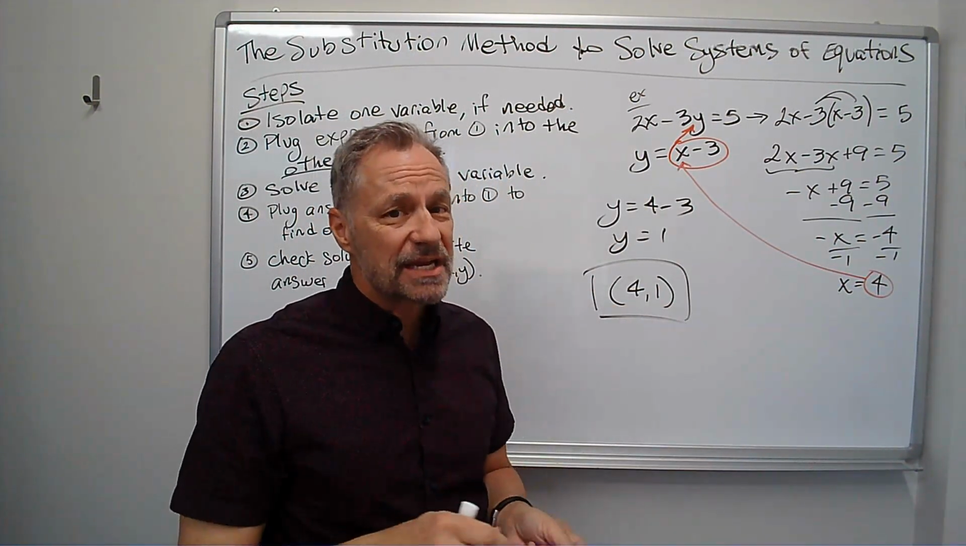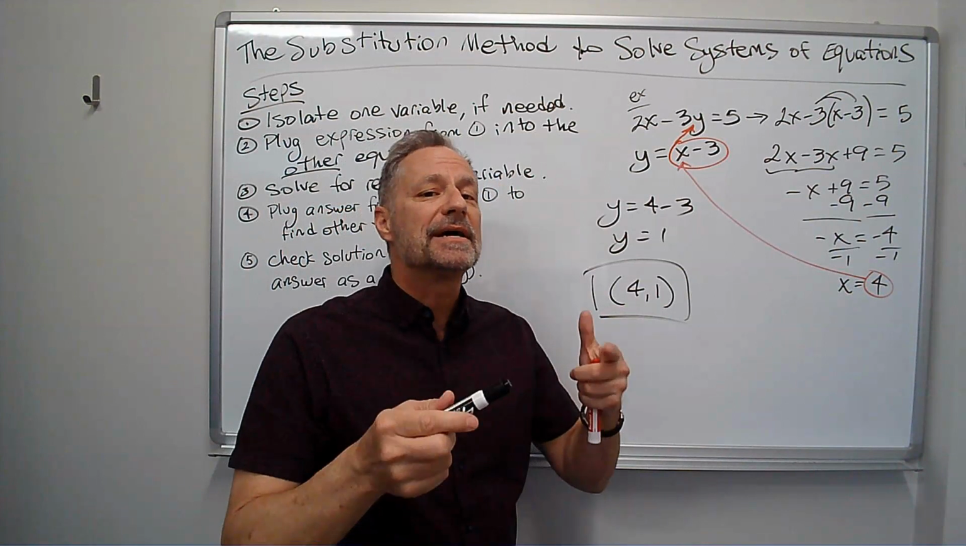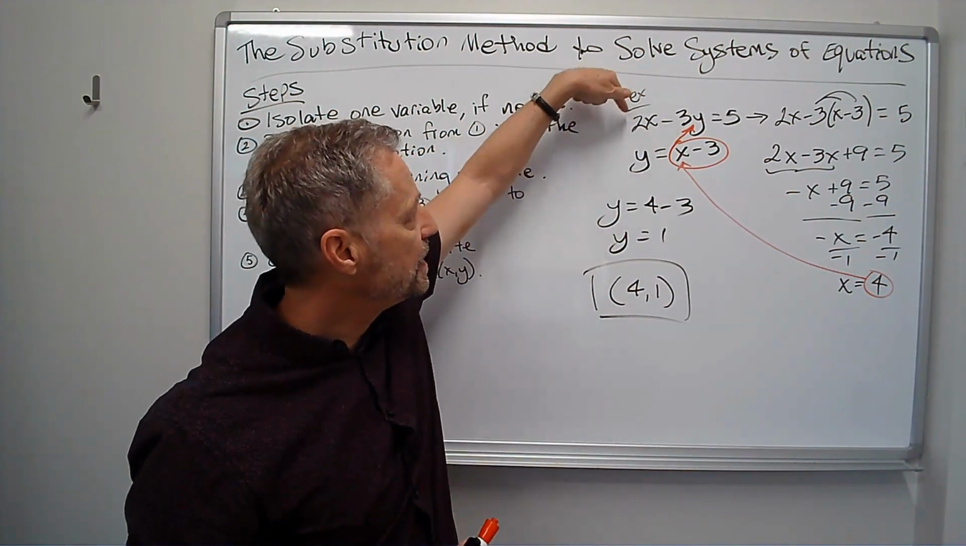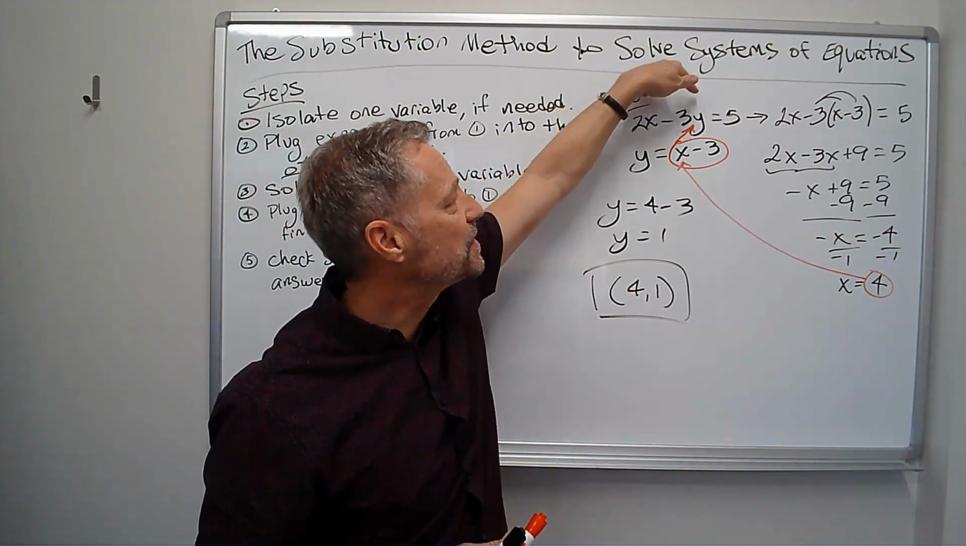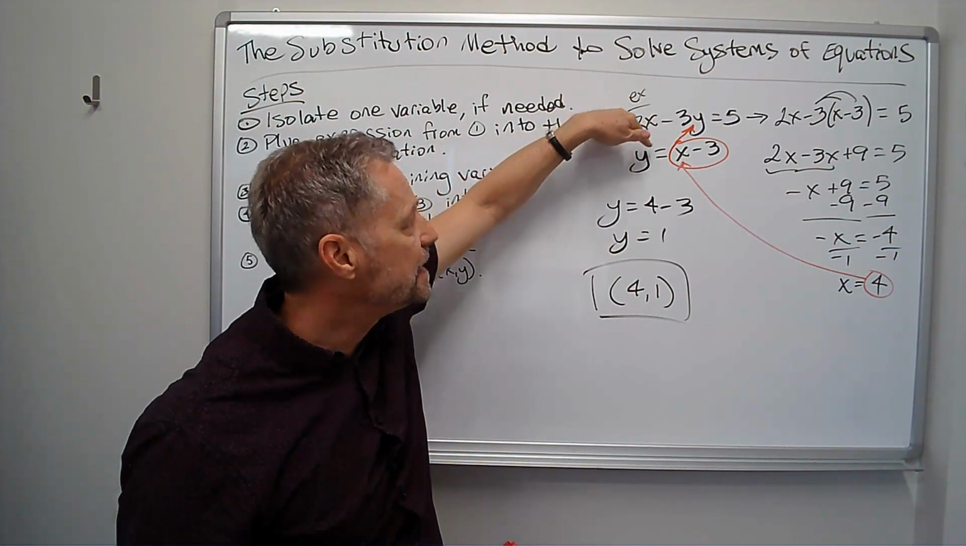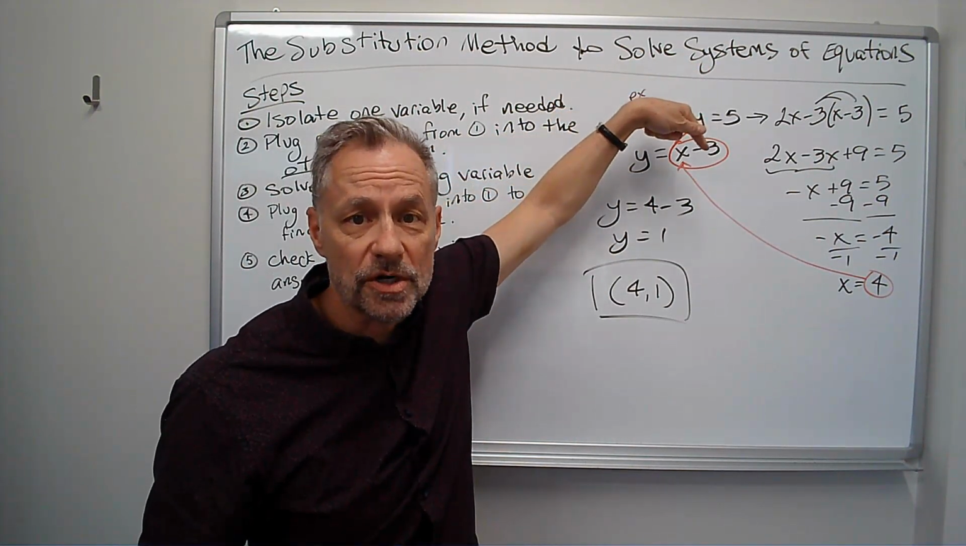I'm going to check to make sure it works. And I'm not going to plug it in and write it out. We'll just do it in our heads. But if I plug in 4 and 1, I get 8 minus 3 equals 5. That works. And then over here, y equals 1, 4 minus 3, which also works.